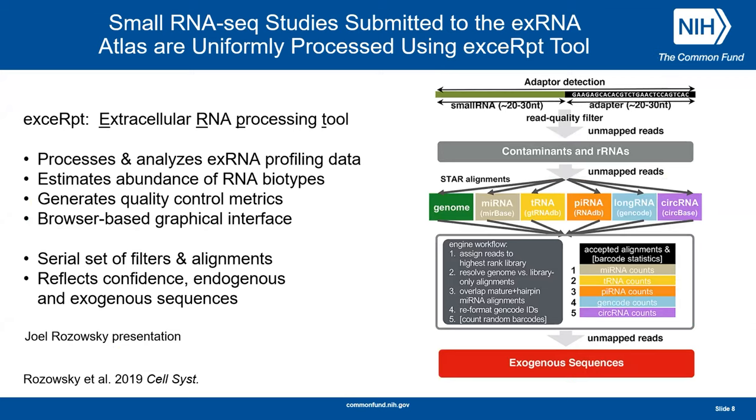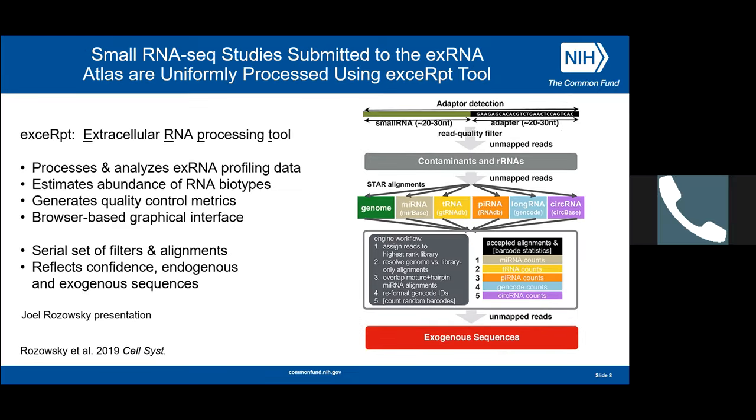So this is a popular figure, so it's already been shown a couple of times, so I won't go through this because Rob and Juan Pablo have covered this. One additional point I want to make, though, is that it is very important that all the data submitted to the Atlas went through exceRpt. So we have a very uniformly processed data set within the Atlas. That is an important contribution, and Joel will talk about this in detail shortly.